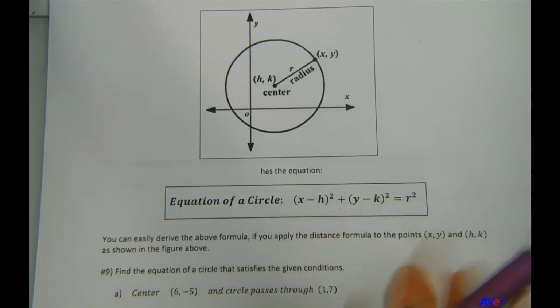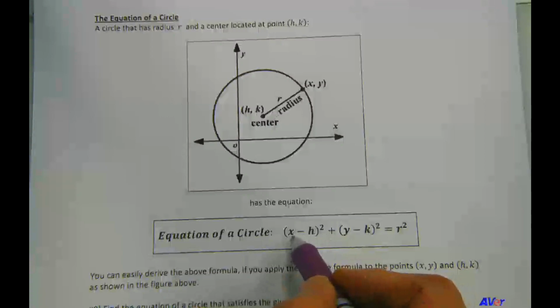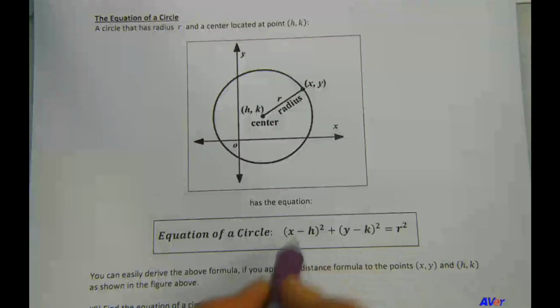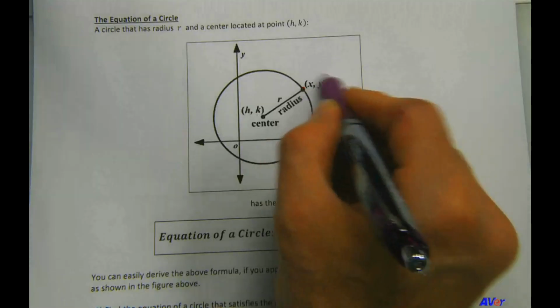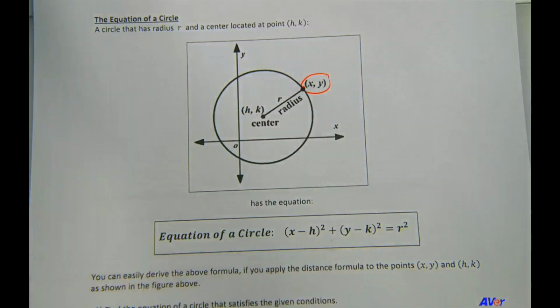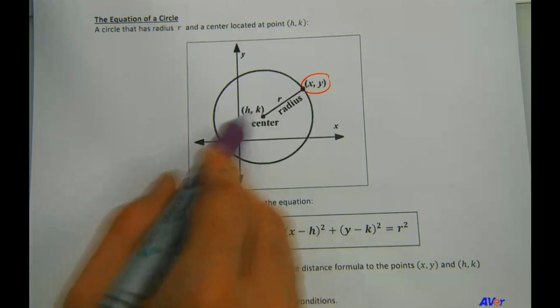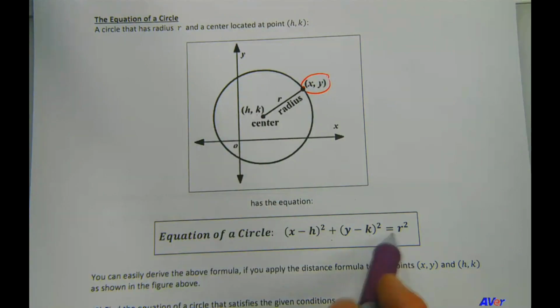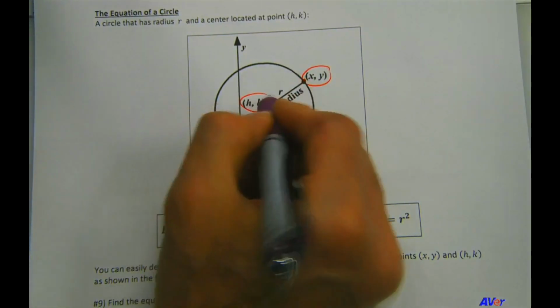Knowing that, basically what this is saying is that x and y, by the way, are any points on the circle. Any point on the circle is x, y. H and K are the coordinates of the center of the circle, and R is the radius. And this is H comma K.